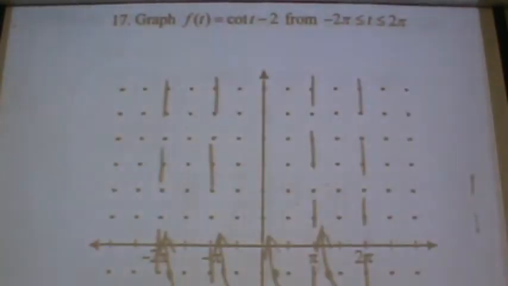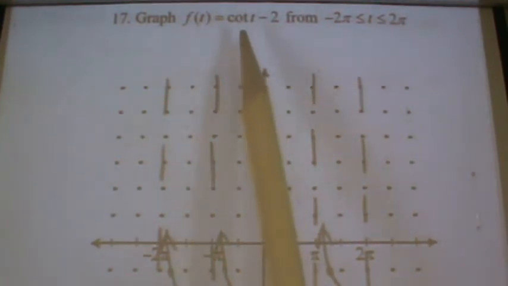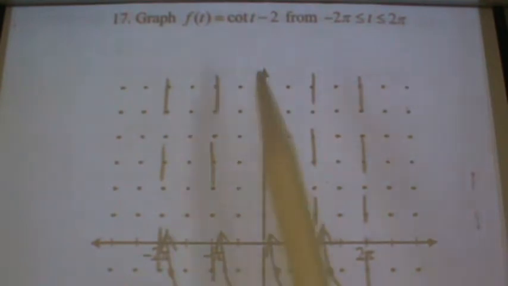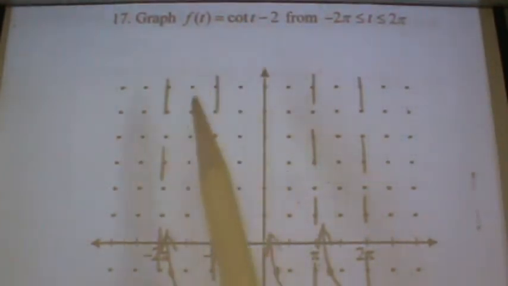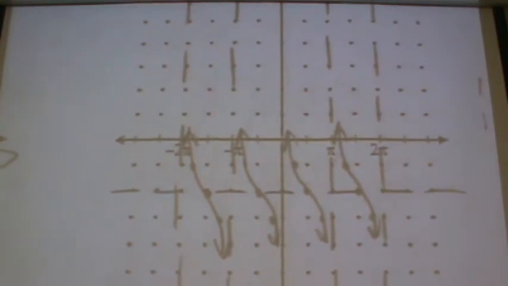Number 17. What's the difference between tangent and cotangent? What am I looking for? Asymptotes. Asymptotes for cotangent are at 0 and at pi. And cotangent looks like a negative line. Now, what if there was a negative in front of here? Then it would look like a tangent. Okay? Questions on that one?